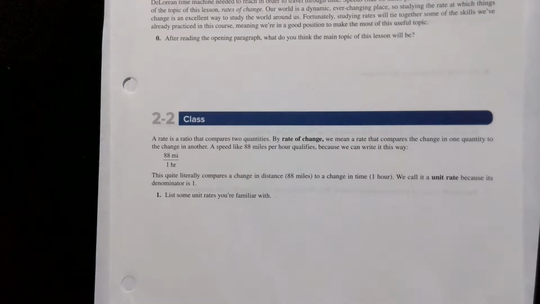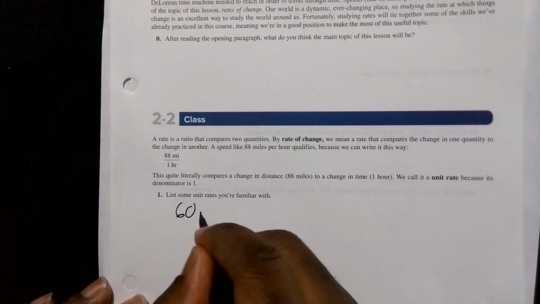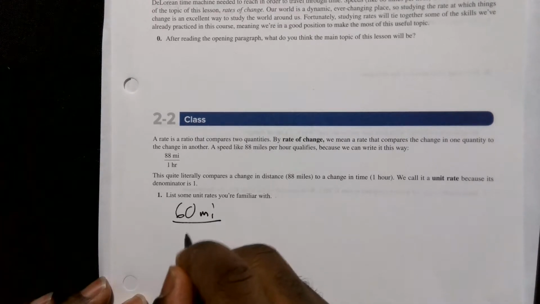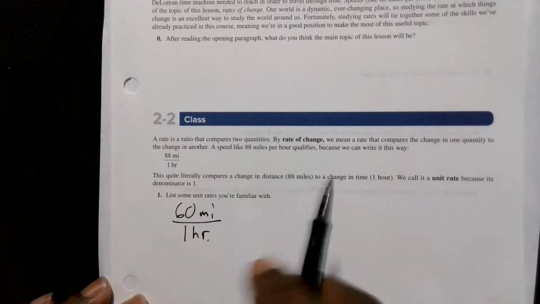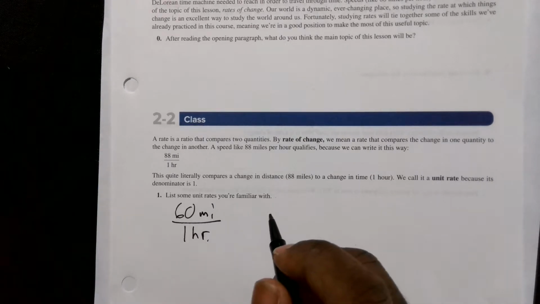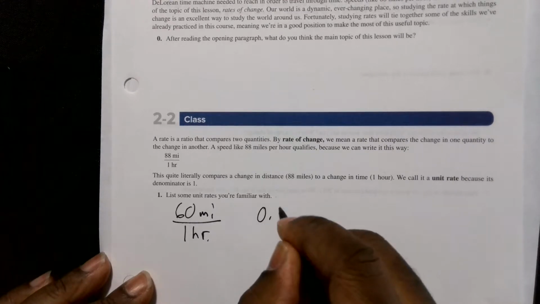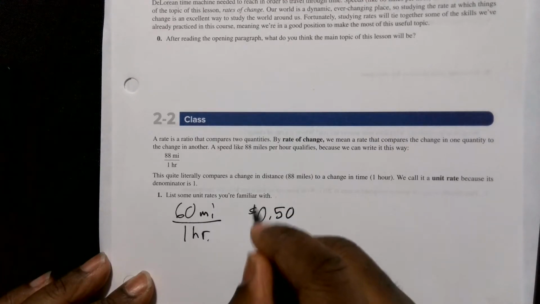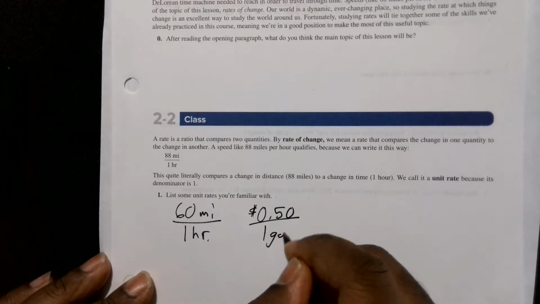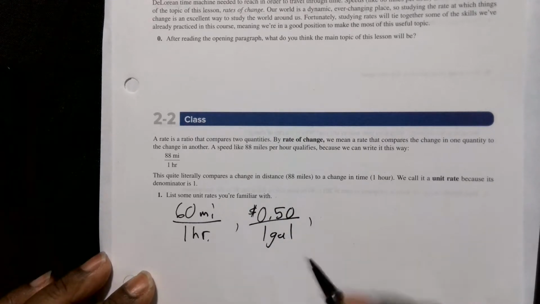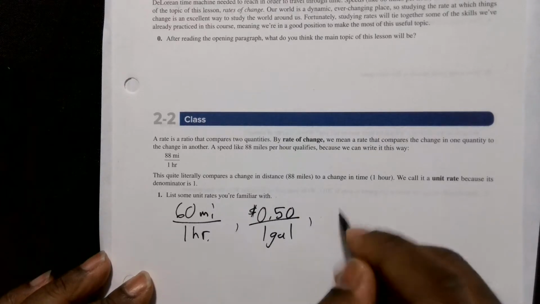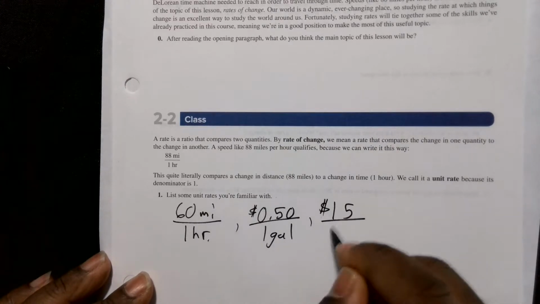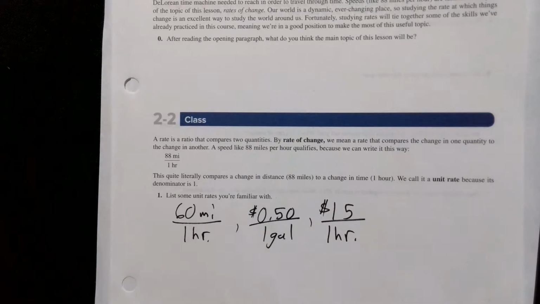Now, for number 1, it says list some unit rates you're familiar with. So, we could say 60 miles per 1 hour. Or we could say 50 cents per gallon. Or another famous one is I make $15 for 1 hour. So those are some unit rates that we are familiar with.